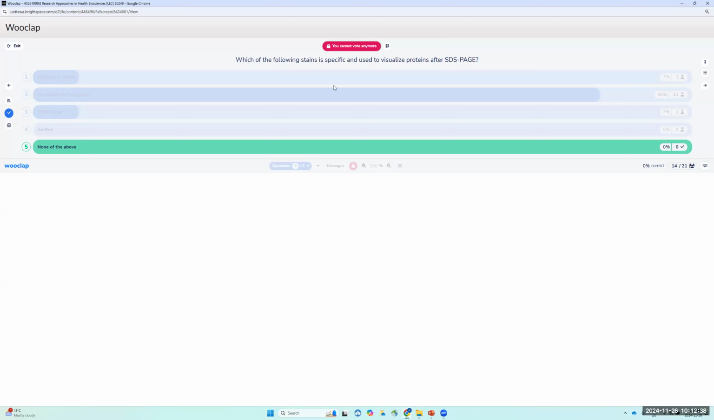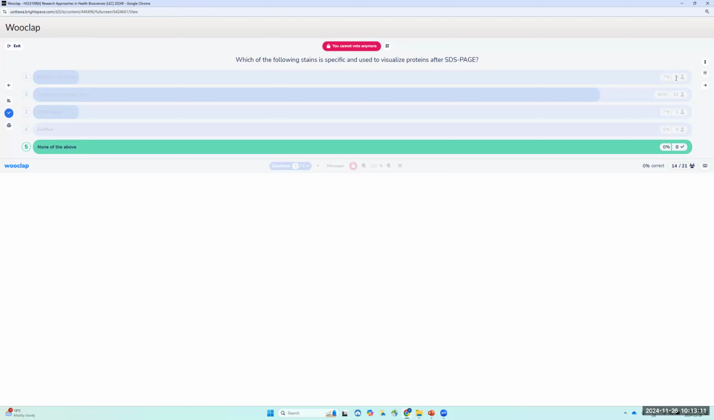Coomassie blue is not specific. It binds unspecifically to proteins. But yes, I fully respect your intelligence that Coomassie blue is used for the detection of the proteins. So that's great that 86% chose the right answer in terms of which stain is used for the proteins, but be careful. This is like the multiple choice. Be careful in your future exams that one word can change something.